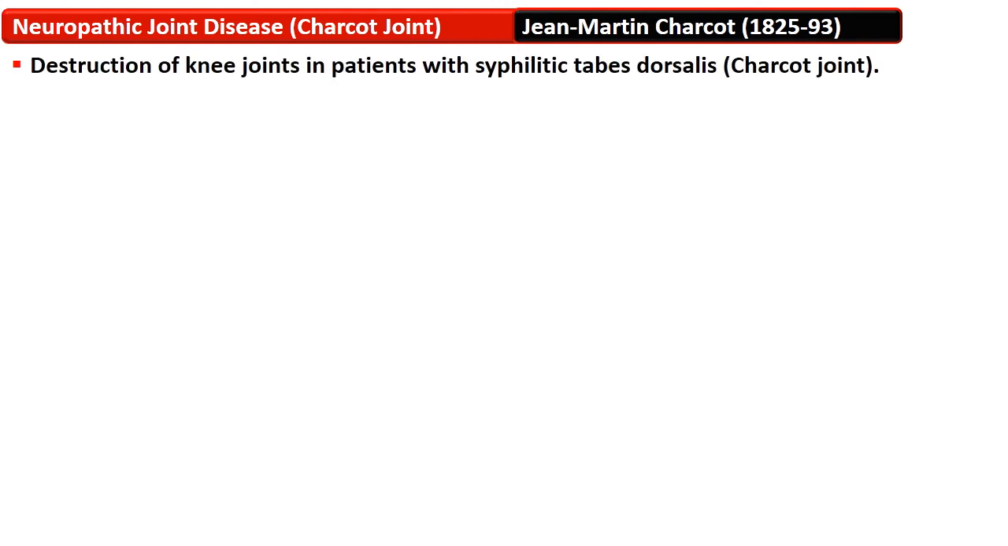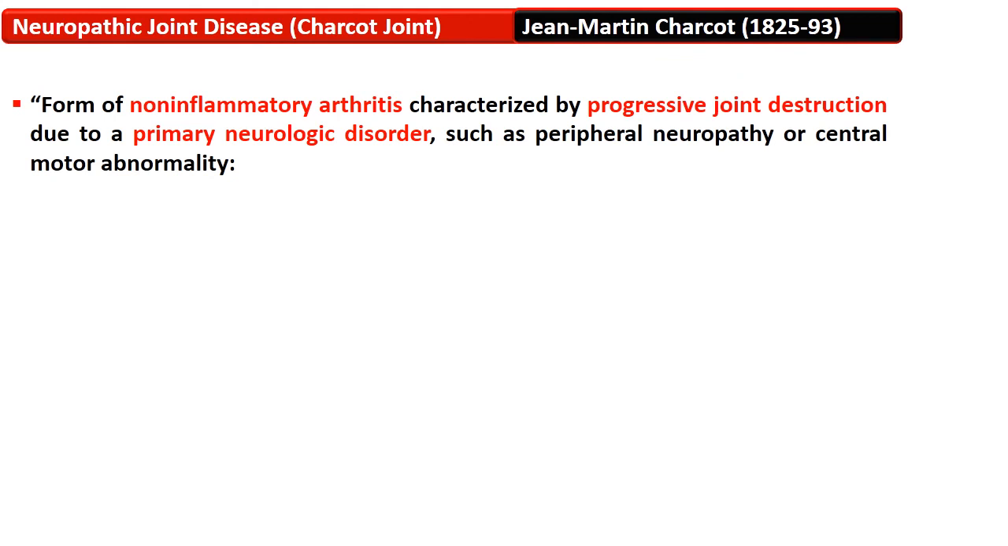Neuropathic joint disease or Charcot joint was described by Jean-Martin Charcot in the mid-19th century, who described destruction of the knee joint in a patient with tabes dorsalis and termed it Charcot joint. It is basically a form of non-inflammatory arthritis, which is characterized by progressive joint destruction due to a primary neurological disorder such as peripheral neuropathy or central motor abnormality.